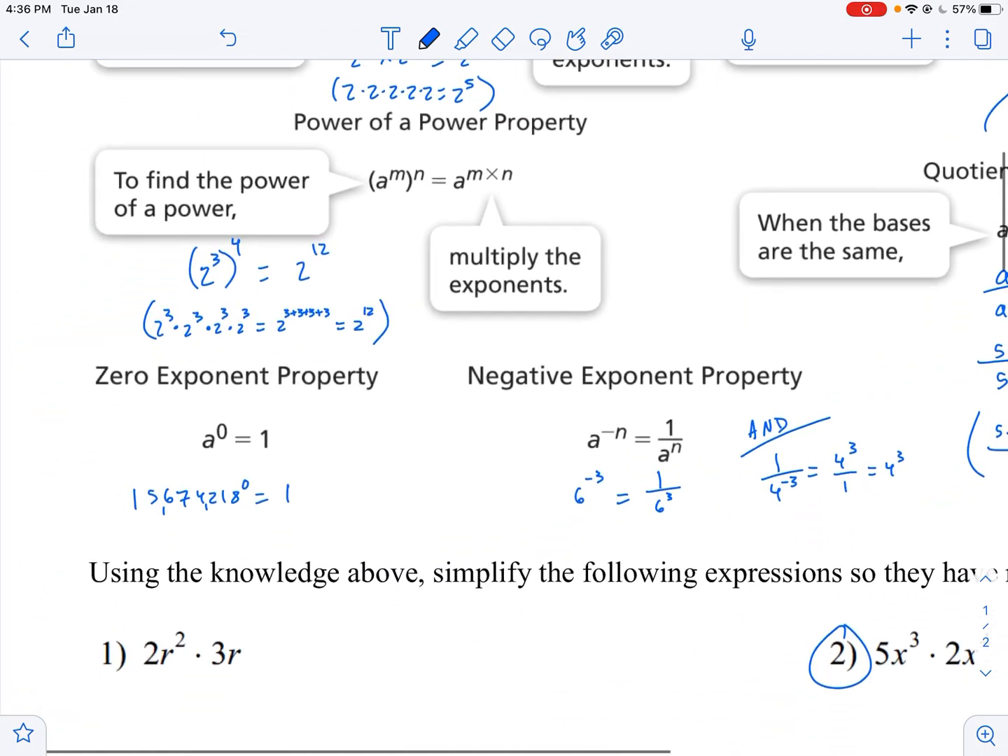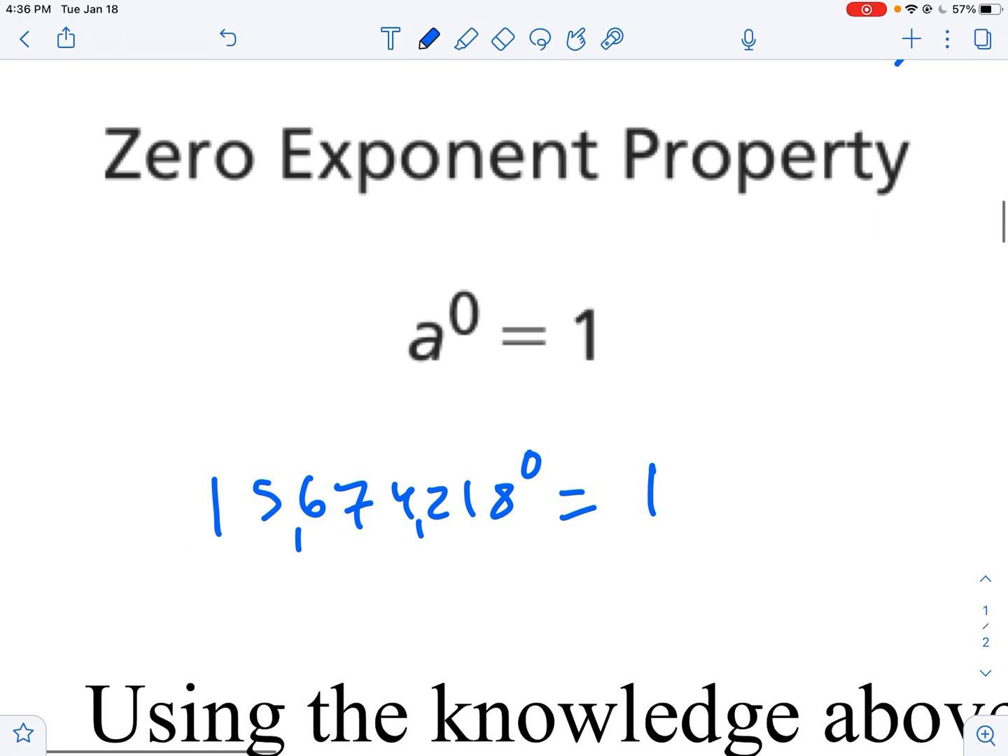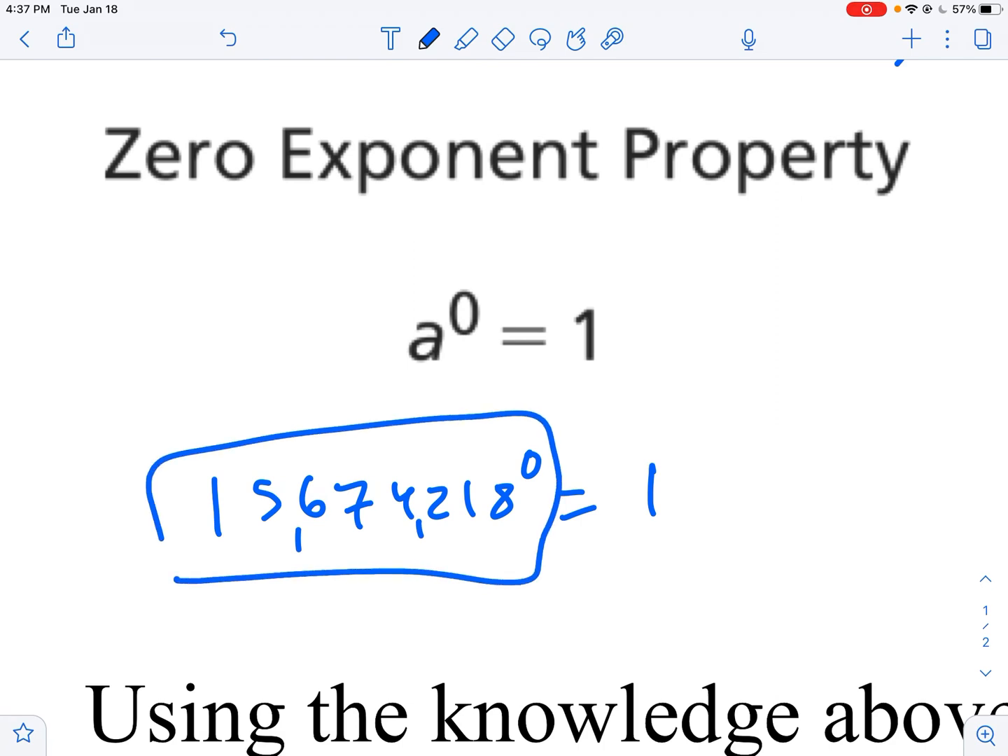Okay, so we have lots of different properties. We got 2 more we're looking at. We got this one, which is the zero exponent property. Anything to the 0 power is 1. So, I wrote just a ridiculous number here.